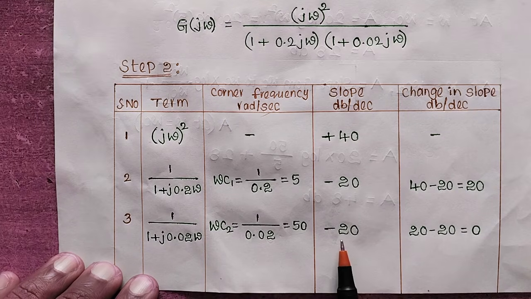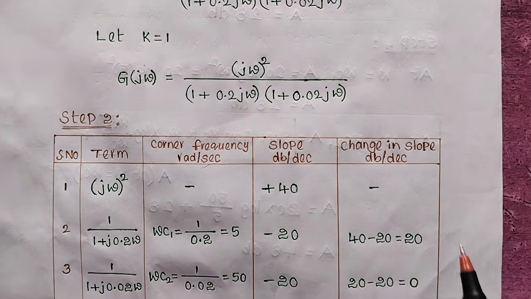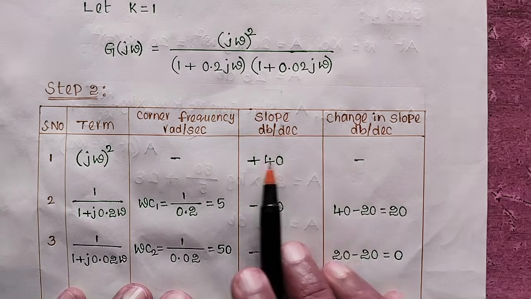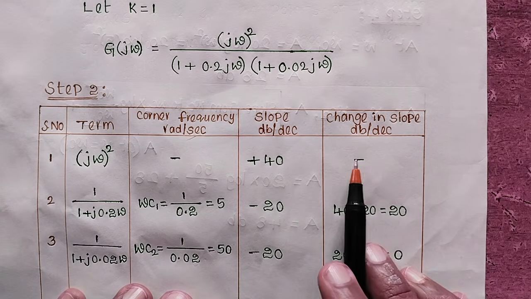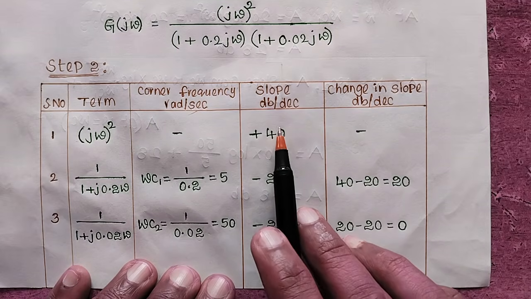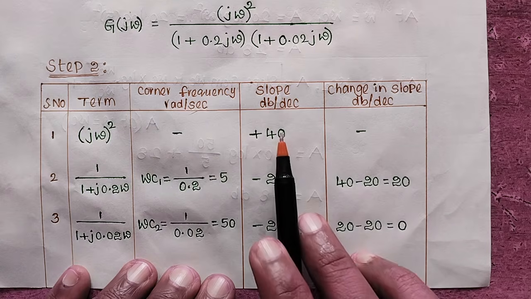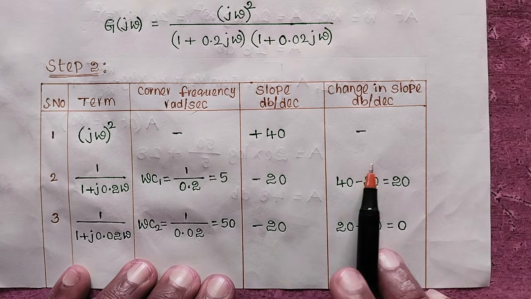So that's why minus 20 dB per decade. Now the next column is change in slope, which is in dB per decade. Here this is the first term, so it continues, so there is no change in the slope, so it is a dash. Next, this minus 20 is added to 40, so that becomes the change in slope here. 40 minus 20 is 20, so change in slope.